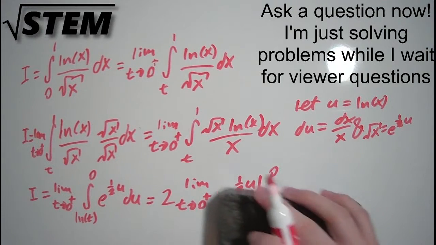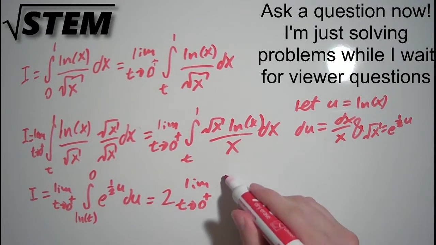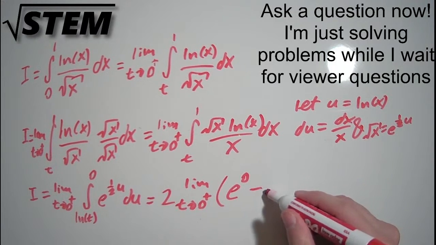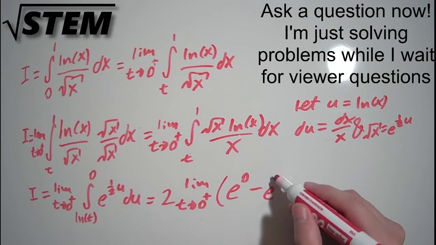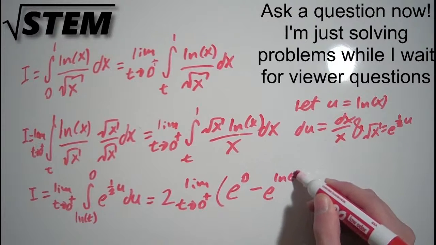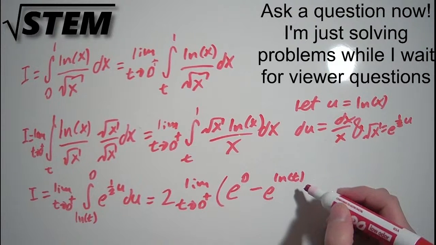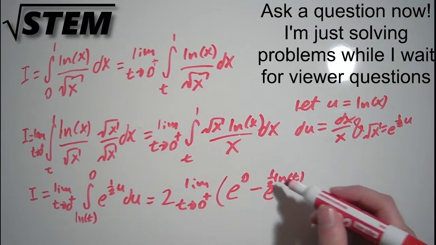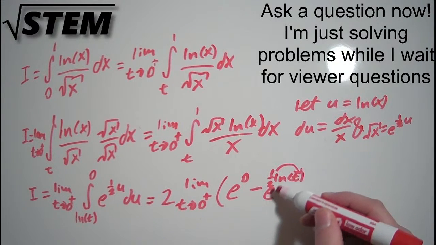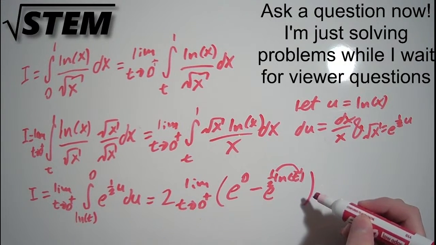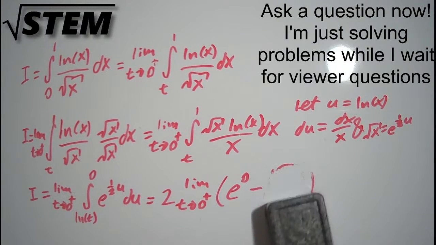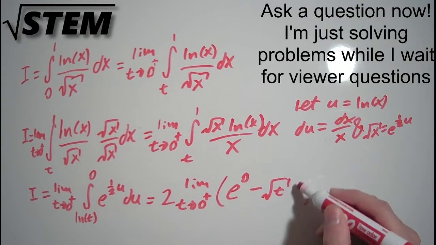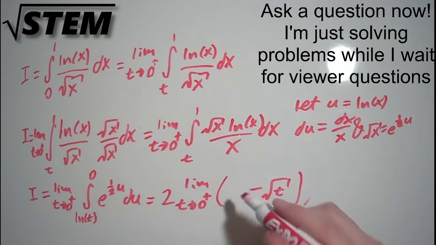So that's going to be e to the 0 minus e to the natural log of t, but it's a half times the natural log of t. So bring that half in here. It's e to the natural log of t to a half. So it's t to a half, or the square root of t. E to the 0, we should also note, is 1.